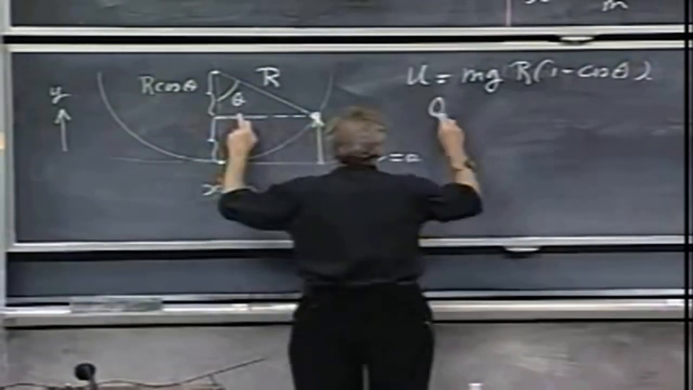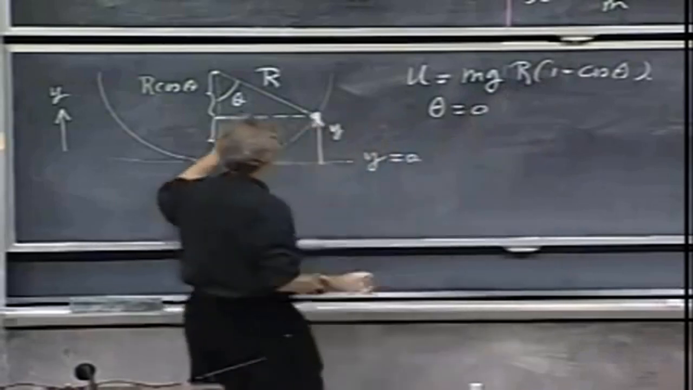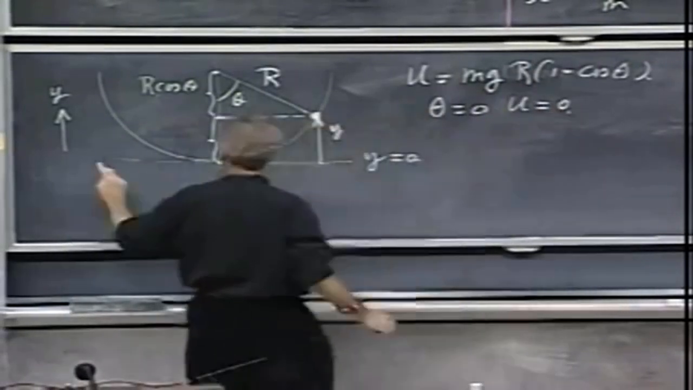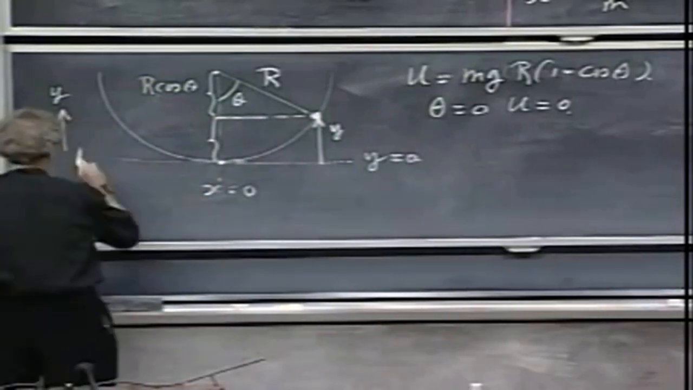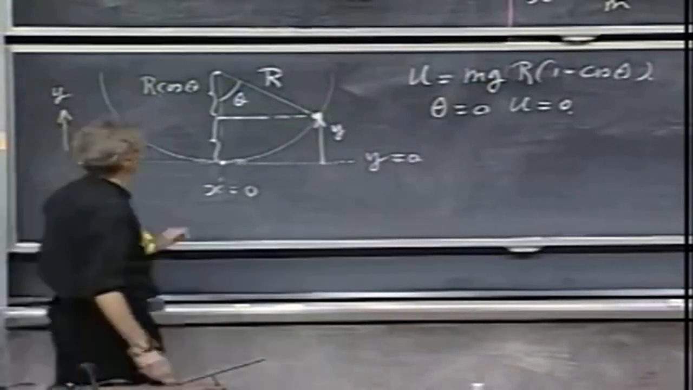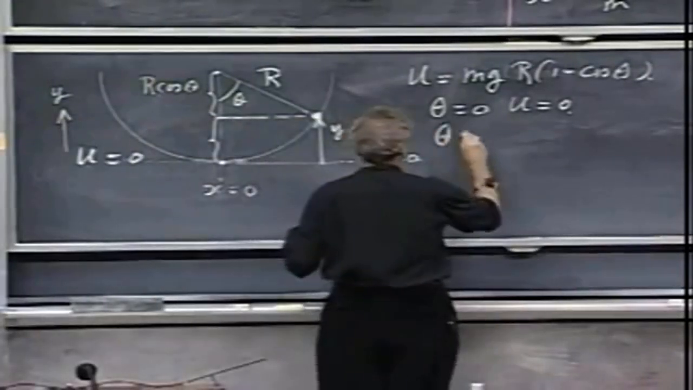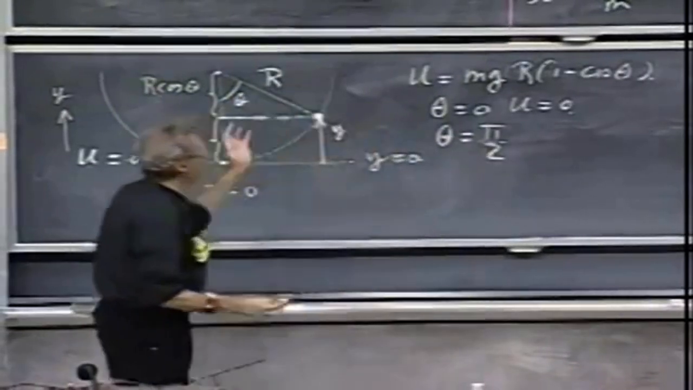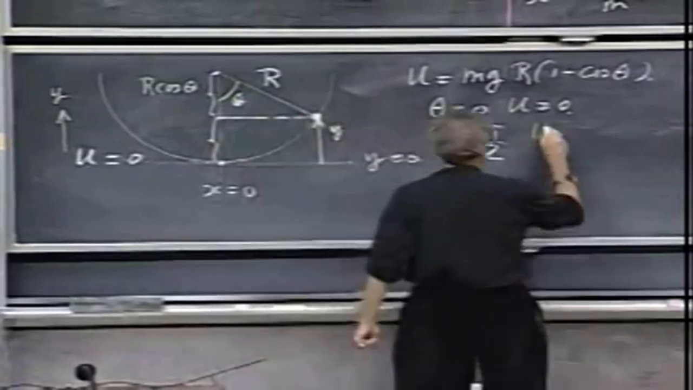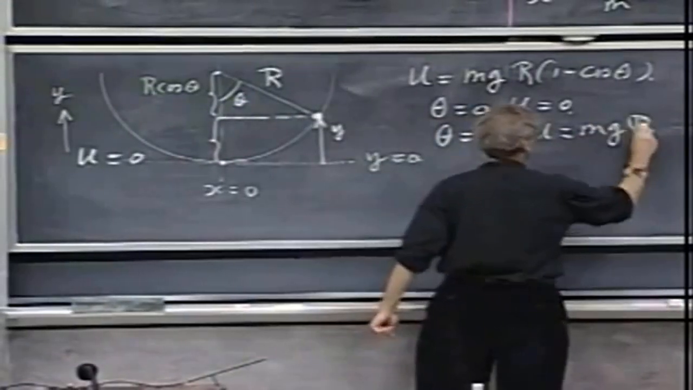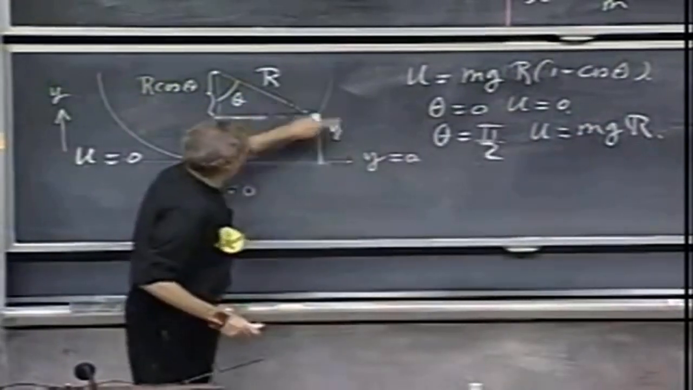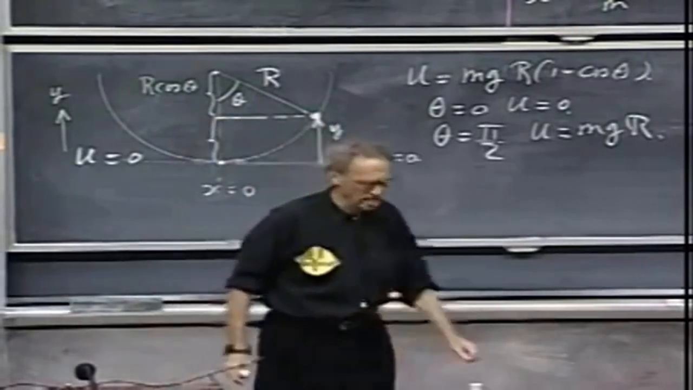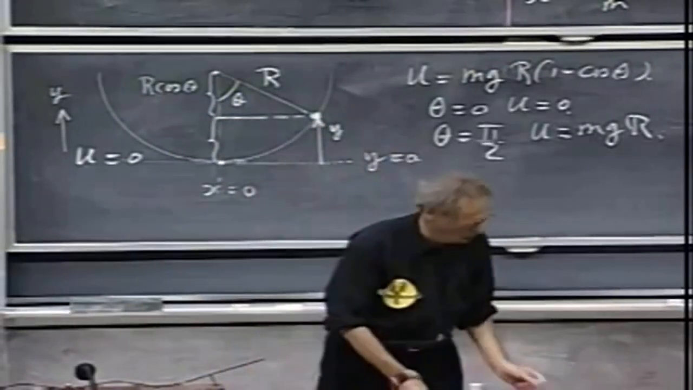Notice if theta equals 0, then the cosine theta equals 1, then you find U equals 0. That's, of course, how I have defined it. That's the way I defined my y equals 0. Notice that when theta equals pi over 2, if the object were here, you find that the potential energy U equals mgr. That's exactly right, because then the distance between here and the y equals 0 level is r. So this is the potential energy as a function of angle theta.